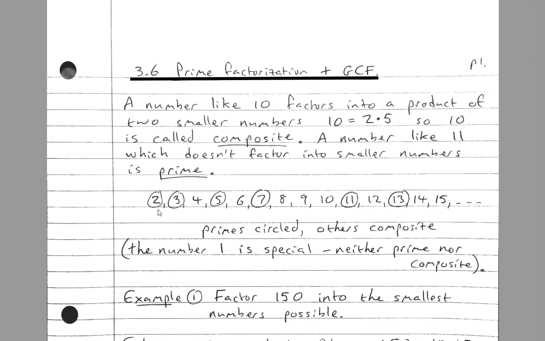So here, looking at the first few numbers. So 2 is prime, 3 is prime, 4 is composite. It breaks down as 2 times 2. 5 is prime, 6 is composite. You get the idea. So 9 is an odd number that's not prime, so 9 is 3 times 3, so 9 is composite.